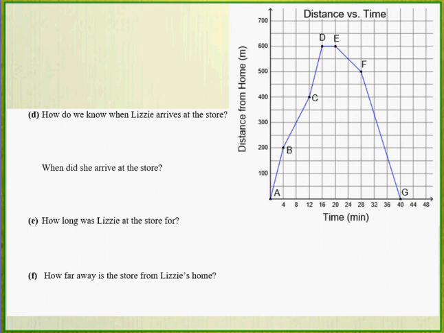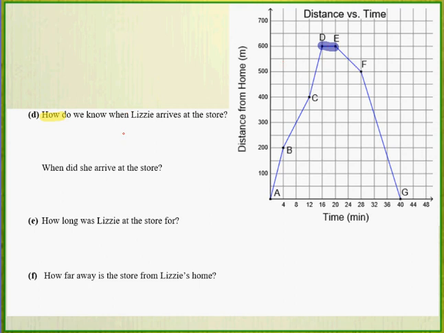Okay, for part D, we want to know when does Lizzie arrive at the store. So now, let's think about this. It's getting further away from home, further away from home. Oh, it's actually asking how do we know when she's at the store? Getting further away from home, and then something stands out. D and E are the only 2 points that remain at the same distance as time continues to change. So as time is going on, Lizzie is not changing her distance away from home.